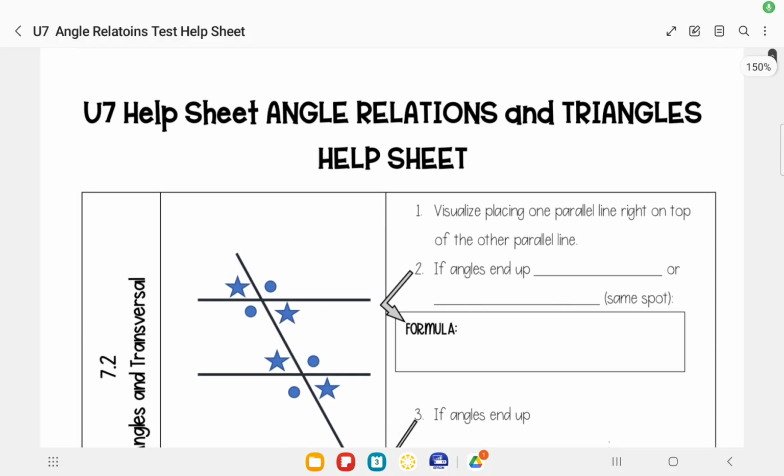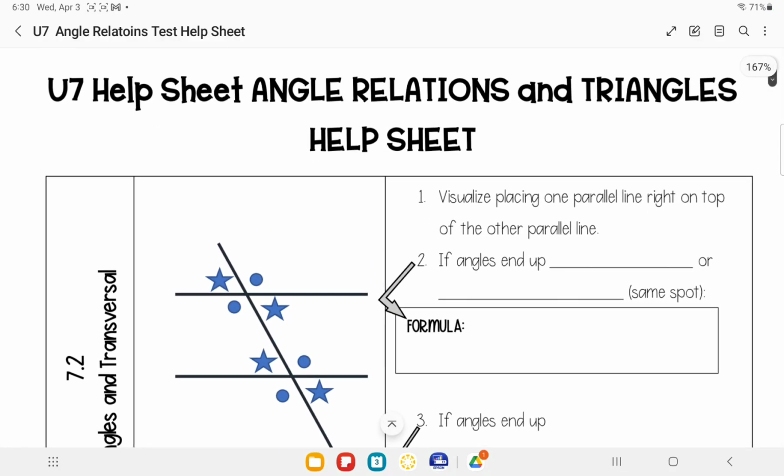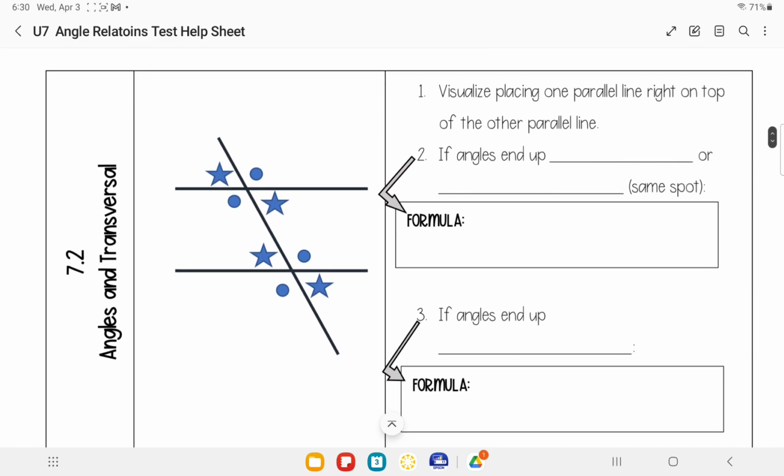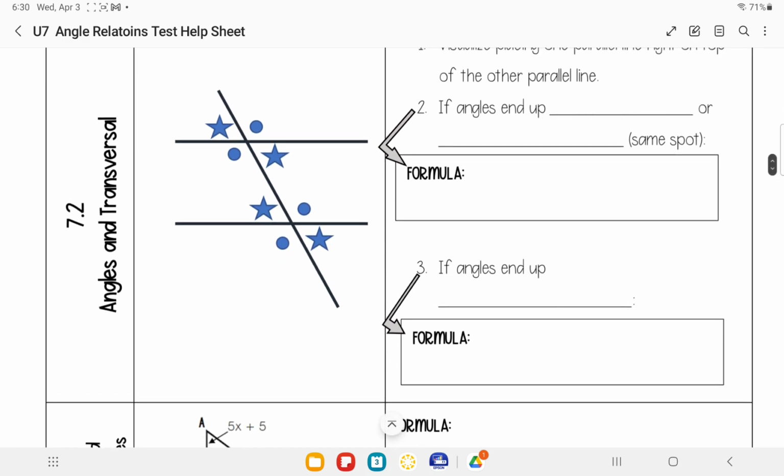This will be used to help you on your Unit 7 test. So the first couple questions you'll have will be all about angles and the angles formed by that transversal line. We already kind of talked about this. Anywhere there's a star, it's going to be equal to a star.